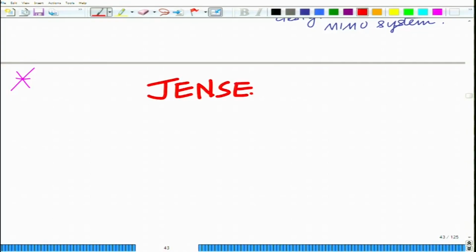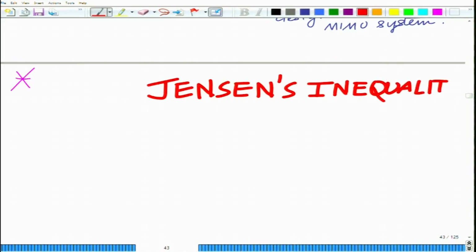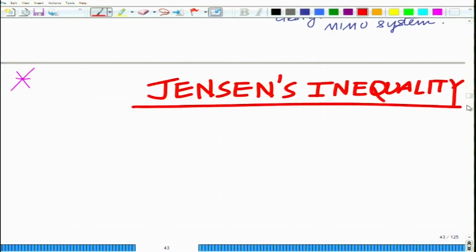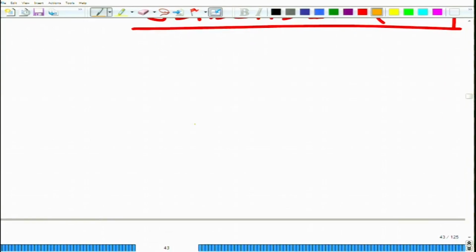as well as concave functions, which is a handy tool that arises in several scenarios. In fact, we will try to justify this by looking at a practical application. So, this is Jensen's inequality, and it is very interesting, and that is as follows.